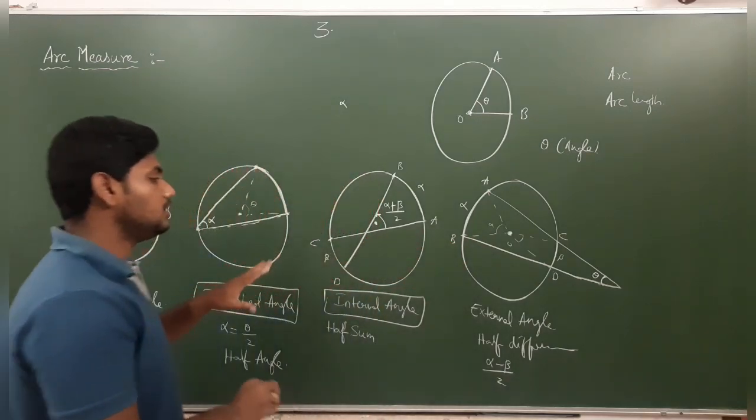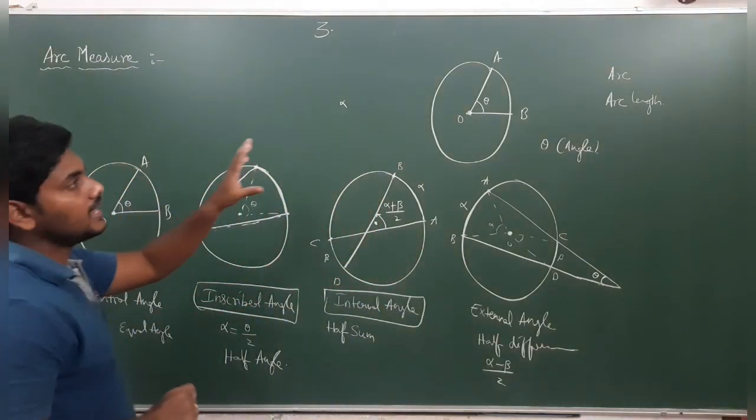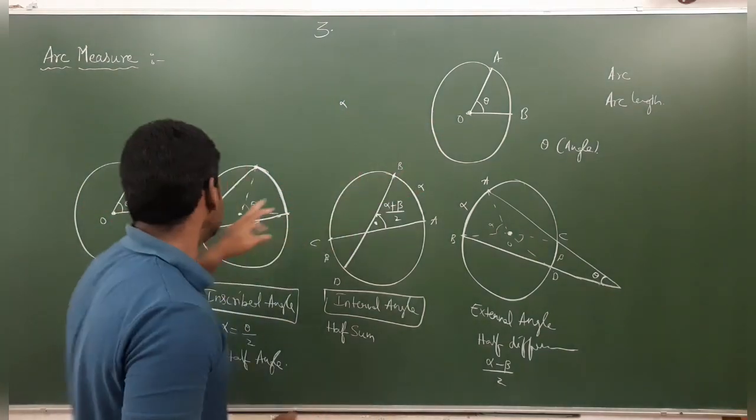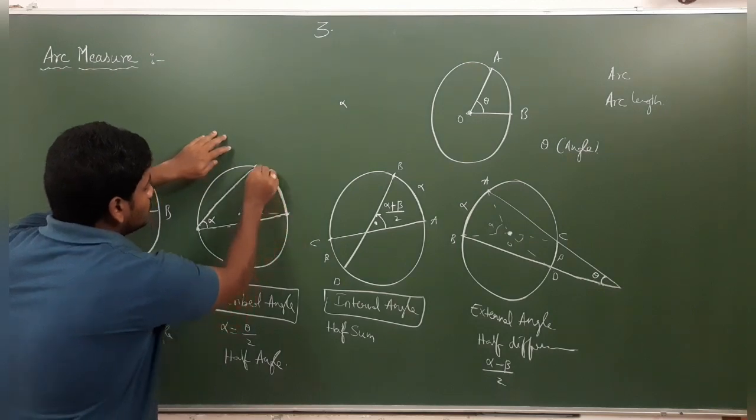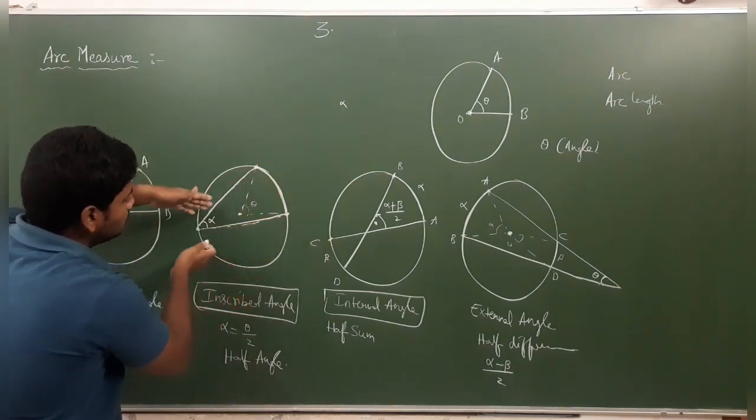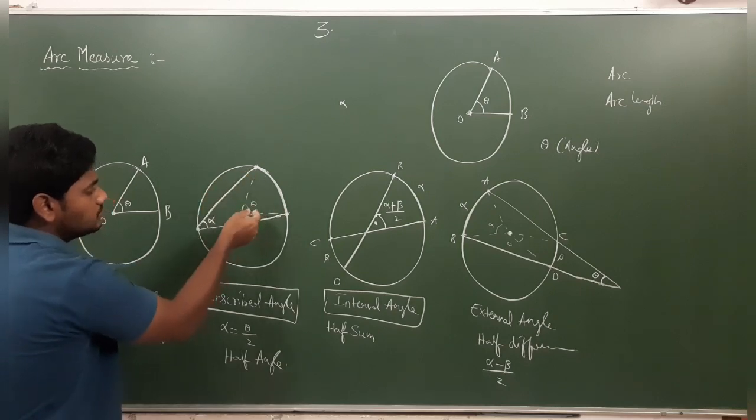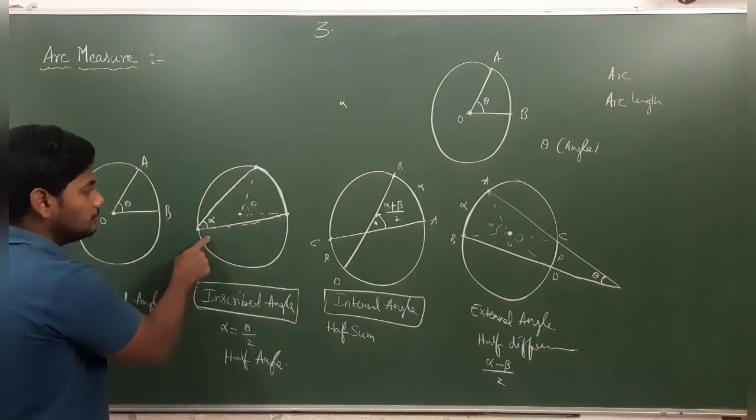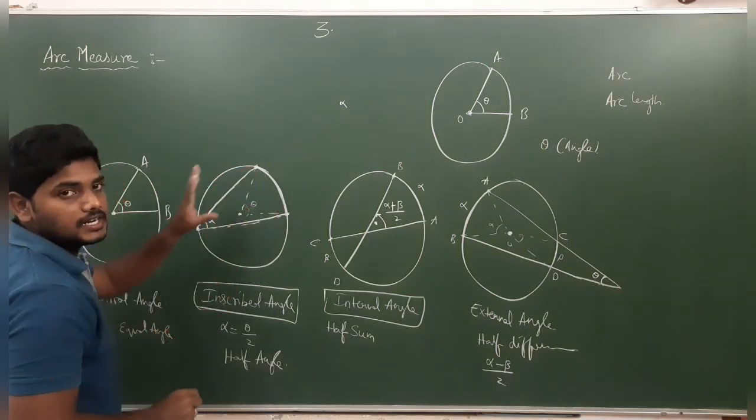So these are the 4 different types of angles we have. One is central angle. Central angle means, as we will consider naturally, that is the central angle. Inscribed angle means with the 2 extreme edges, if we join those 2 extreme points anywhere, we will get another angle. That angle will be theta by 2, that means half of the central angle.